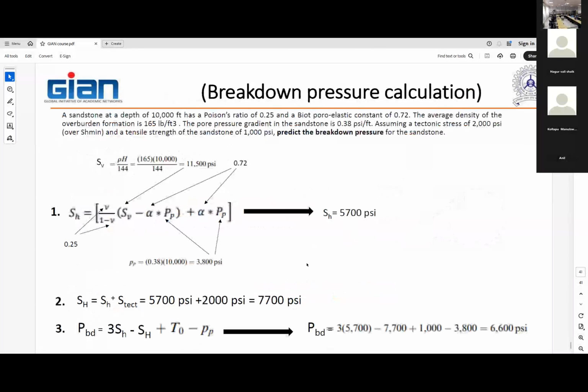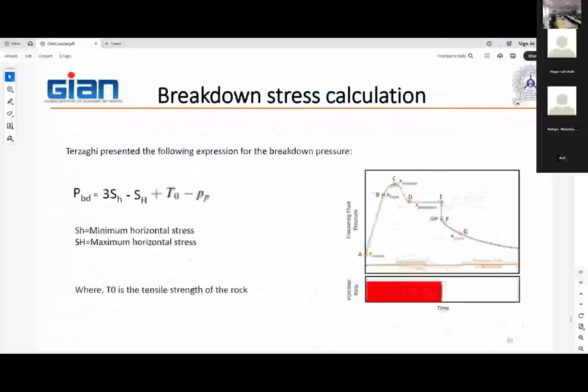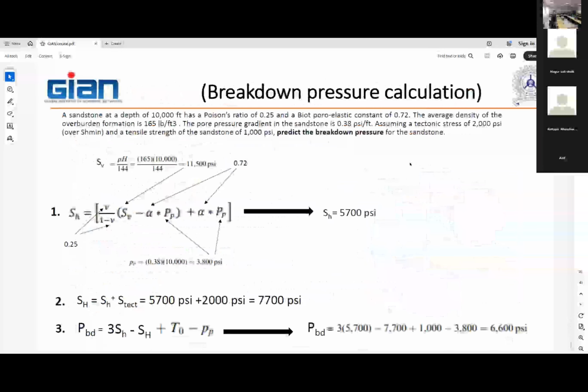So now let's take a look at the calculation. Okay. So in this we want to calculate the breakdown pressure. So this is the breakdown pressure calculation. So we are trying to calculate this pressure, P breakdown. So first we calculate the vertical stress or the overburden stress, SV equal to density times H divided by 144. Okay, so this is the question.